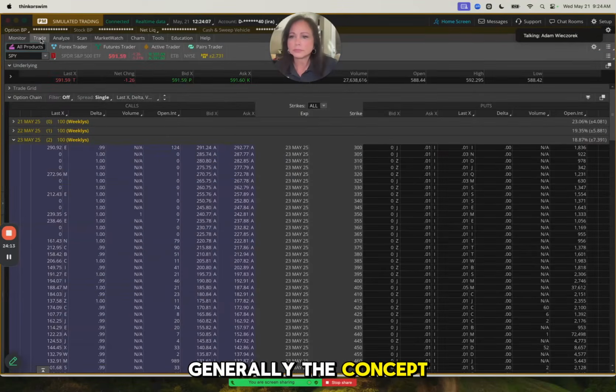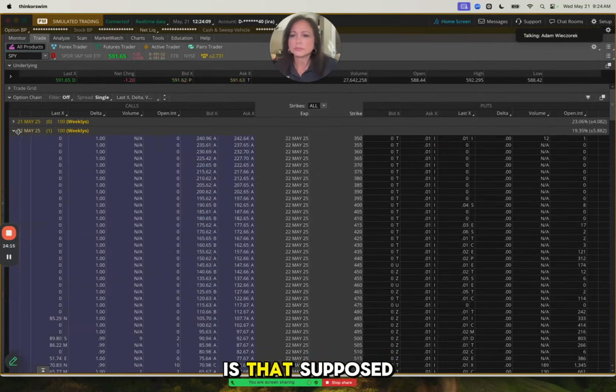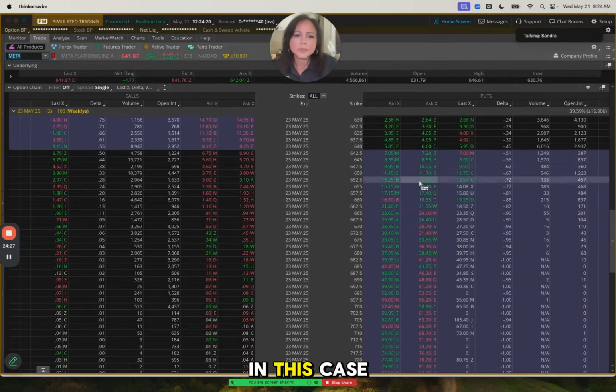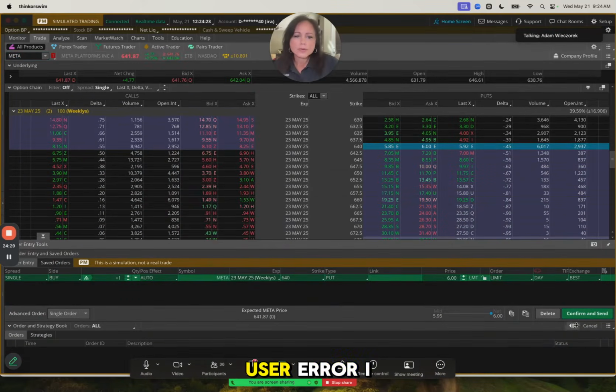And I know generally the definition of a trailing stop is that it's supposed to inch up with the market if it goes up and then trigger based on whatever you had for your trail. But that's what's looking like it's not working. In this case it's most likely a user error. I just want to make sure.